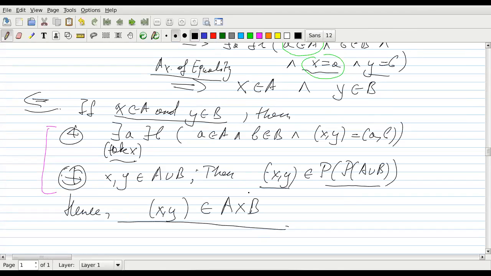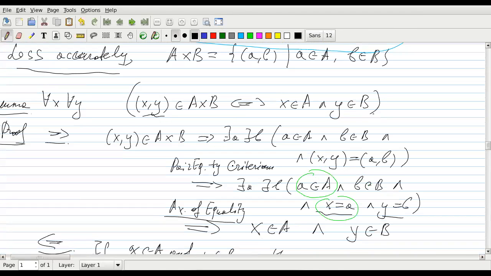Is it clear? Yes. Okay, let's memorize this statement. It is very intuitive. A pair is an element of A times B, which can be read A times B or A product B, if and only if X is an element of A and Y is an element of B. There is no way to express such a pair any other way.